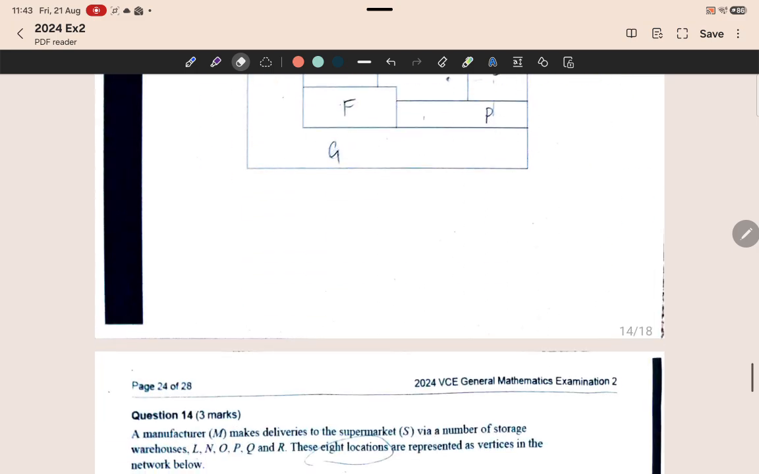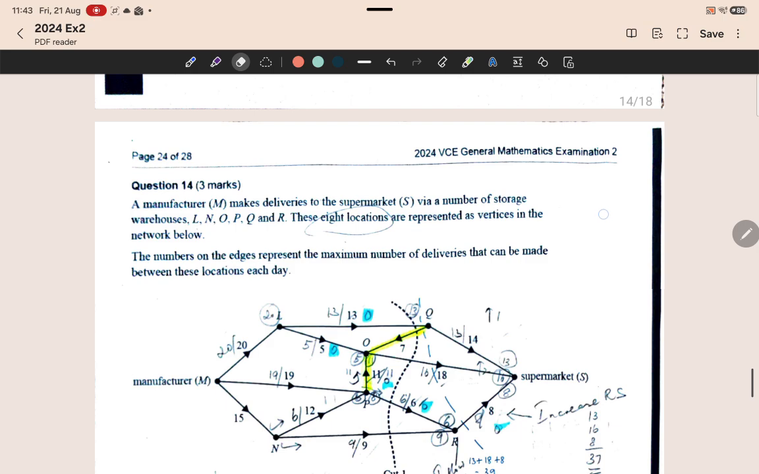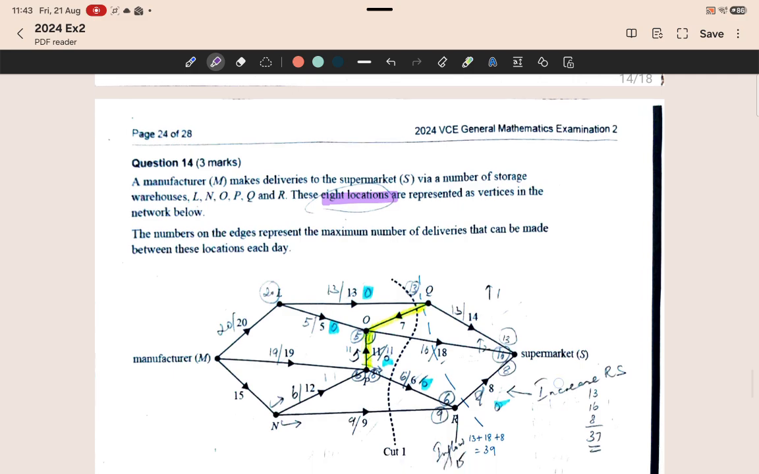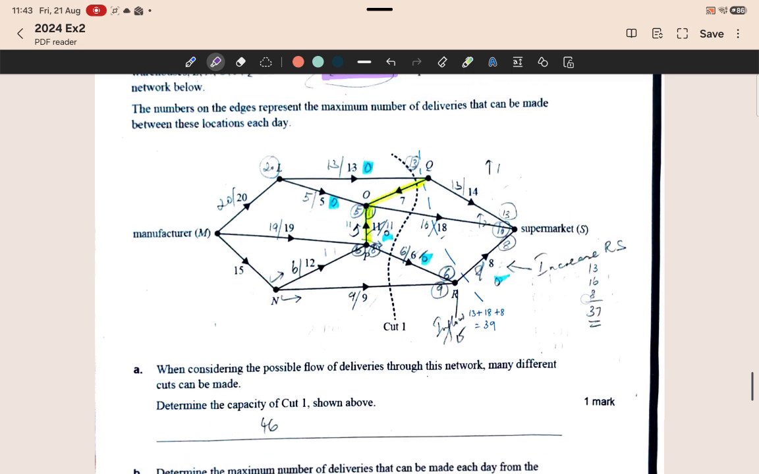Okay. Now, question 14. A manufacturer M makes deliveries to a supermarket via a range of storage warehouses, L, N, O, P, Q, R. These 8 locations are represented as vertices in the network. The numbers on the edges represent the maximum number of deliveries that can be made between the locations each day. When considering the possible flow of deliveries, how many different cuts can be made?